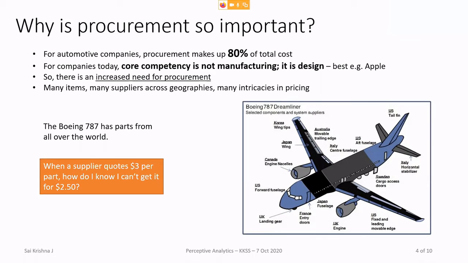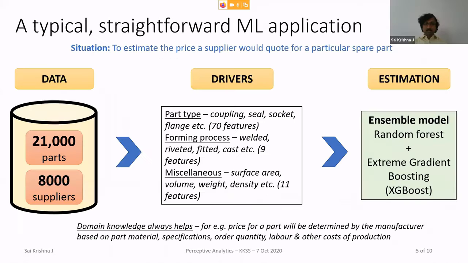Right, okay, let me just move on to the next one. Right. So what was the activity done in the Caterpillar price estimation project? So this one, if you see, it is a typical straightforward machine learning application. And here, like I said before, the situation was that we have to estimate the price a supplier would quote for a particular spare part.